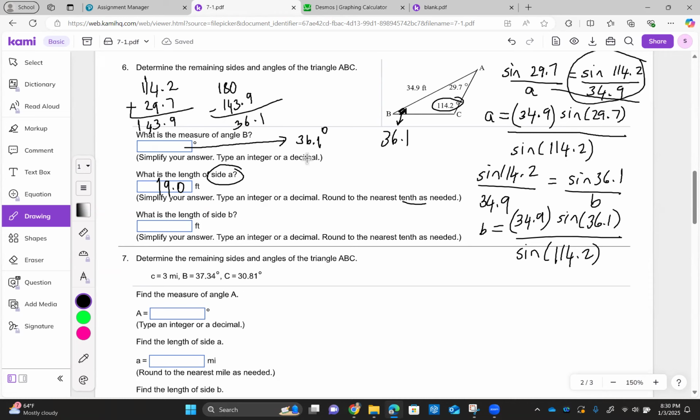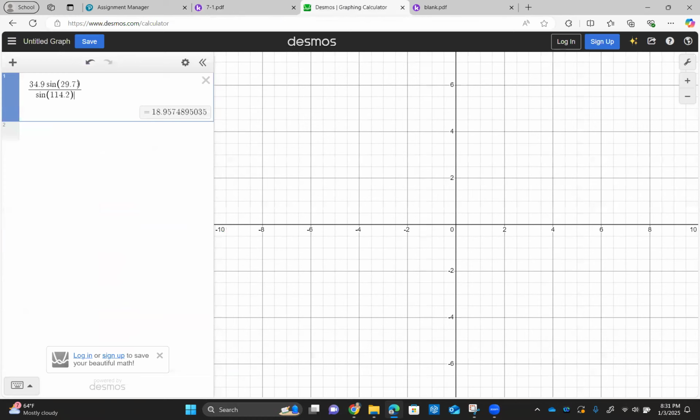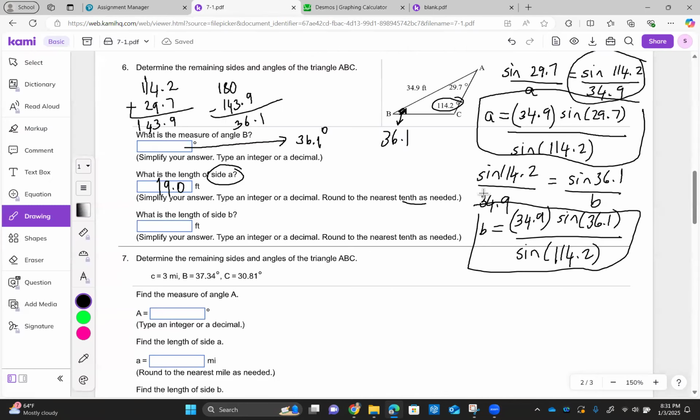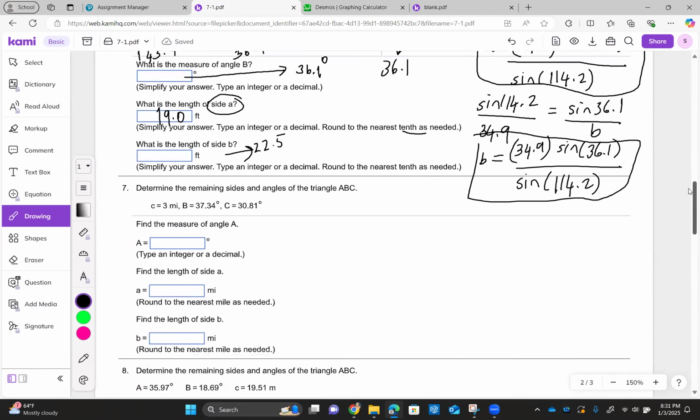114.2. Again, if you look at what A is equal to and what B is equal to, 34.9, they are the same. The denominators are the same. The only thing I need to change in my calculator is to replace 29.7 with 36.1. So here, I'm going to change this to 36.1, and it will give me the answer as 22.5 for this one. So this is all we have to know for the law of sine, which gives us a relationship between the sine of an angle and its corresponding side.